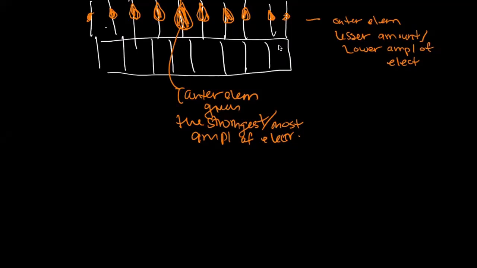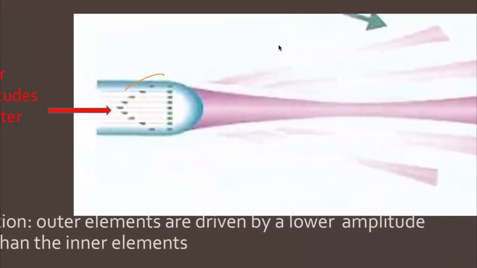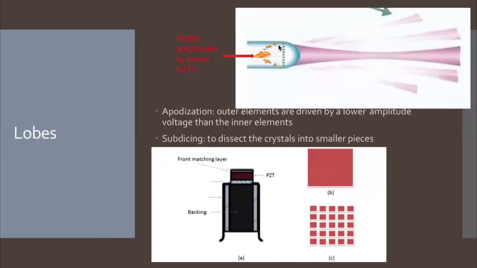So don't forget the purpose of apodization. This picture here, this is why I don't like it. If you showed me this picture, I'd say, oh, there's a curved pattern, so this beam is focused. Yes, that's true too. But this part here doesn't show me different amplitudes. So I always draw my biggest electricity in the center, and then it gets smaller and smaller as we get towards the edges. That helped me to understand that there's more electricity given to the center PZTs than the outer.